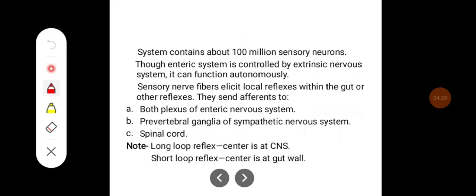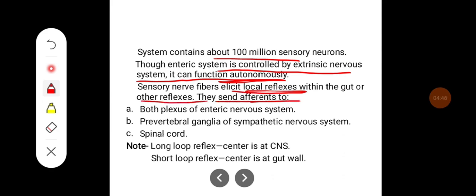The system consists of about 100 million sensory neurons. Though enteric system is controlled by extrinsic nervous system, it can function autonomously. Sensory nerve fibers elicit local reflexes within the gut or other reflexes. They send afferents to both enteric nervous system, that is myenteric and Auerbach plexus, and prevertebral ganglia of sympathetic nervous system and the spinal cord.